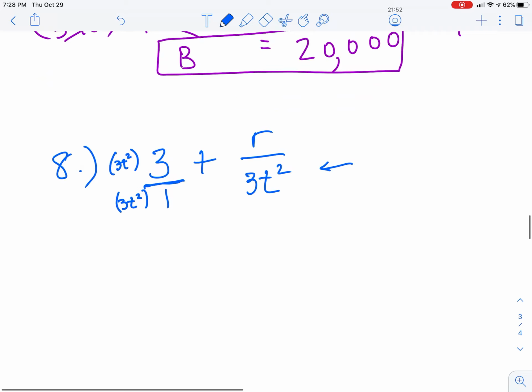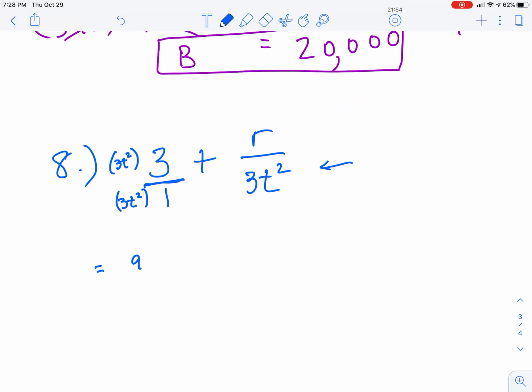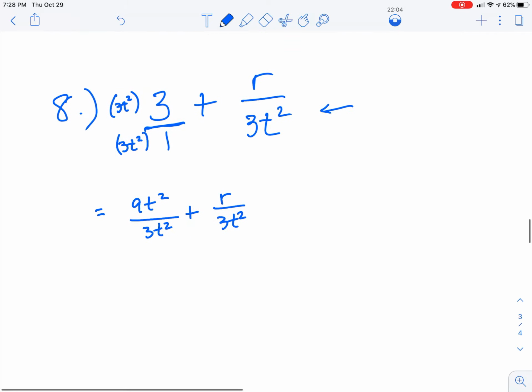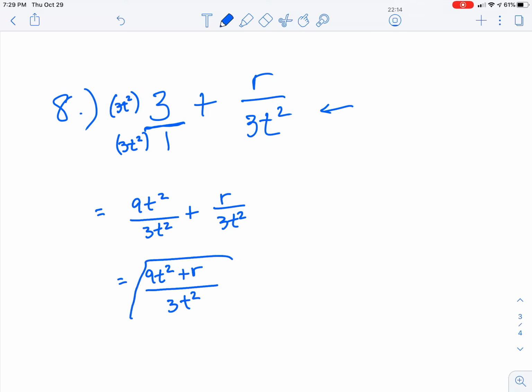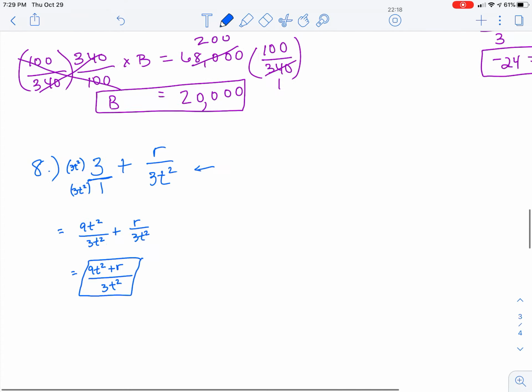Now I'm going to end up with 9t squared over 3t squared plus r over 3t squared. The beautiful thing now is that my denominators are exactly the same. They look better. Now I can just put those together. 9t squared plus r over 3t squared. And that's the answer to number 8. Okay?